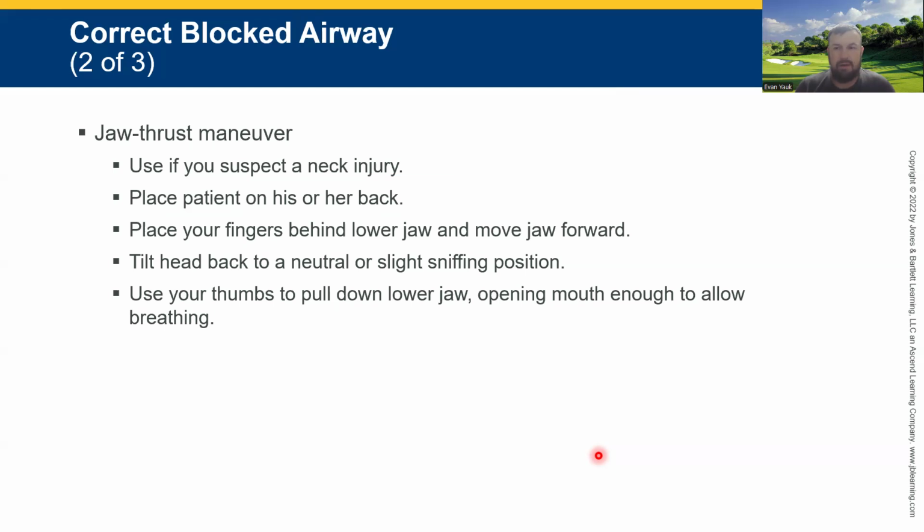I think there's a picture coming up in a little bit, but we're going to use the jawbone, and we're actually going to pop their jaw open. We're not dislocating their jaw. I can't really demonstrate it on myself. We make sure they're on their back. We place our fingers behind the lower jaw and move the jaw forward, tilt the head back in a neutral or slight sniffing position, and use your thumbs to pull down the lower jaw, opening the airway enough to allow breathing. So I'm hooking right here in the back of my jaw and popping it forward, and at the same time I'm using my thumbs to pull that jaw open.